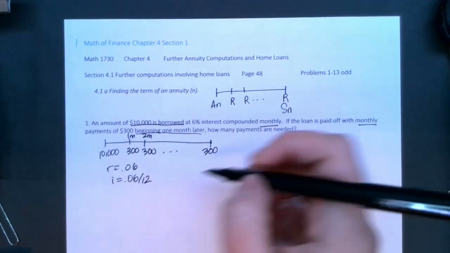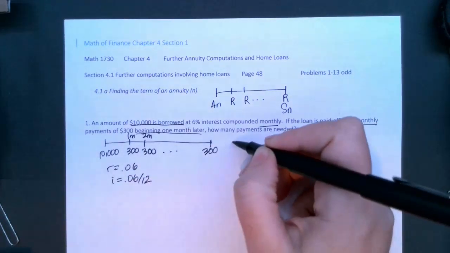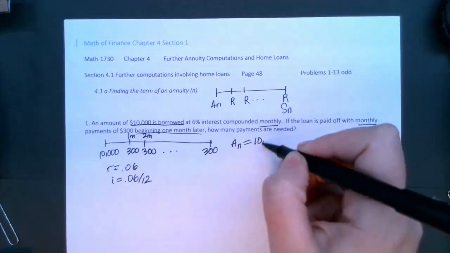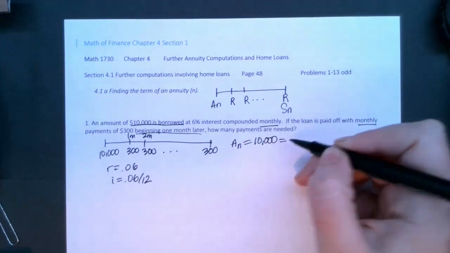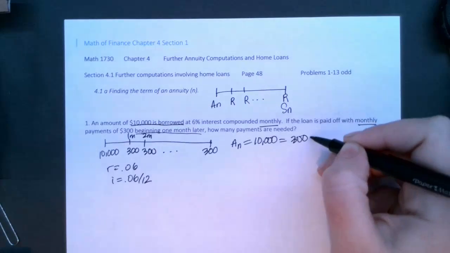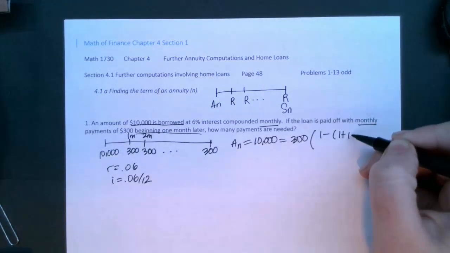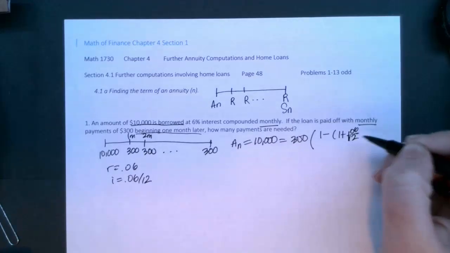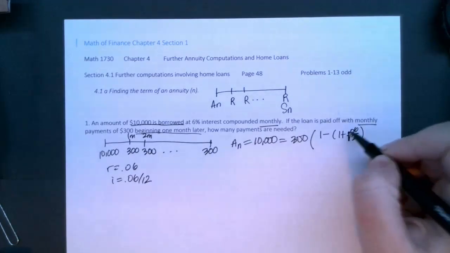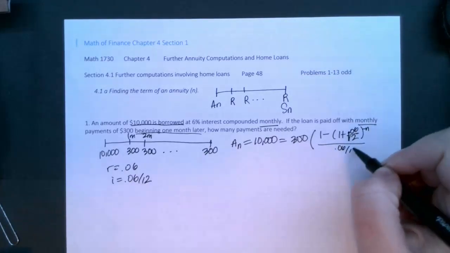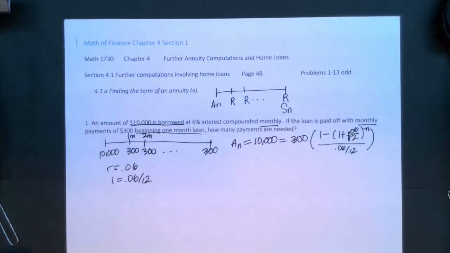Those two pieces tell us that this is an A sub n problem. So we know that A sub n is going to be the 10,000. And that's equal to our 300, our R, times 1 minus 1 plus our i, so 0.06 over 12, to the negative n. That's what we're trying to find, over 0.06 over 12. Okay, so we're trying to find this whole bit.